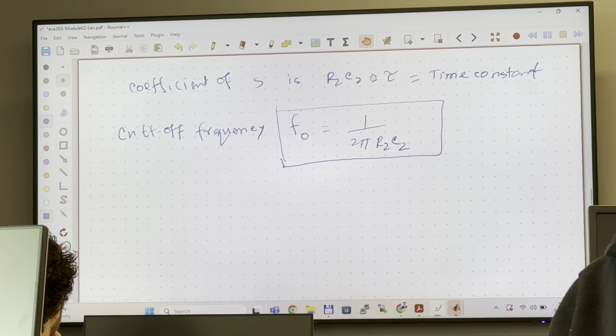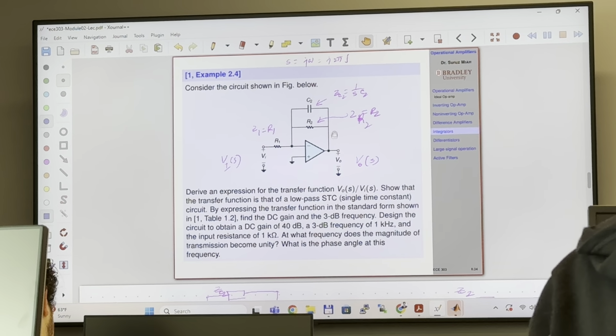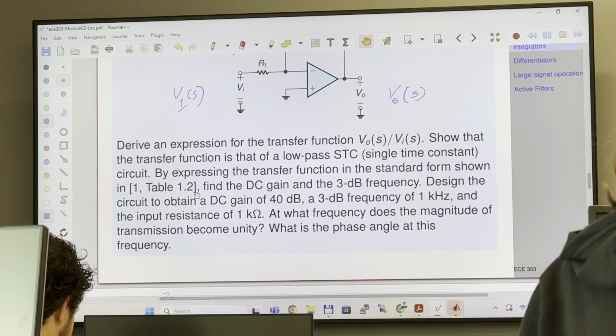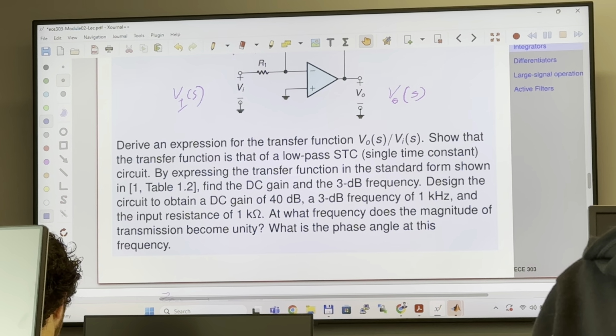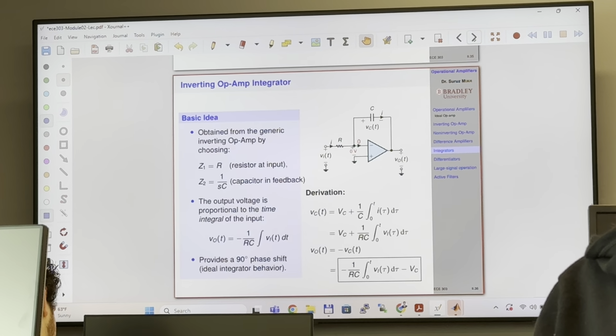Now the numerical part of this example. So find the DC gain and the 3 dB frequency. So this numerical part I am going to go through in my next class, just the numerical part. Okay? I have all the derivations, all the expressions. I'm just going to put the numbers in our next class.